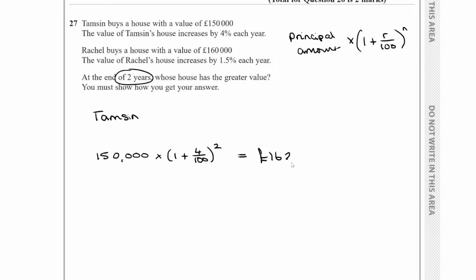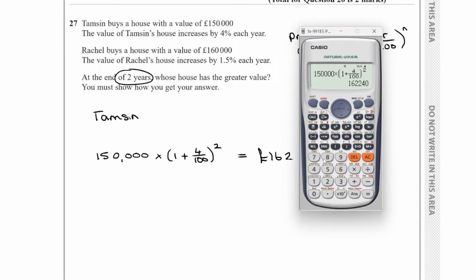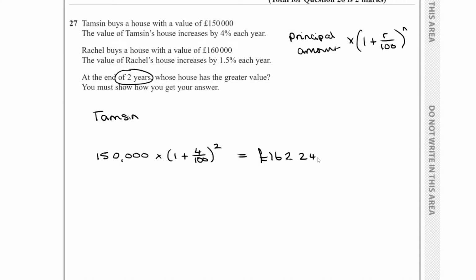Yeah. What was it? 240, yeah, I was thinking 420. So that is one of them. Now I can work out Rachel, same exact formula, but obviously do the different numbers.